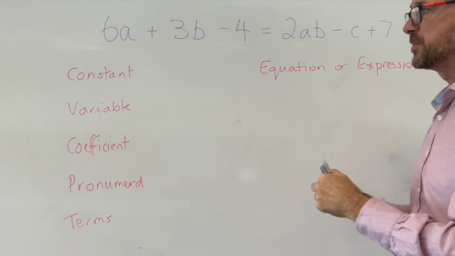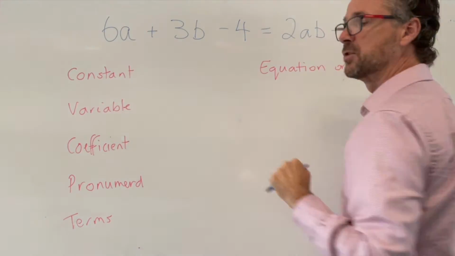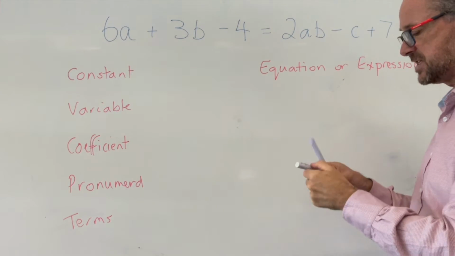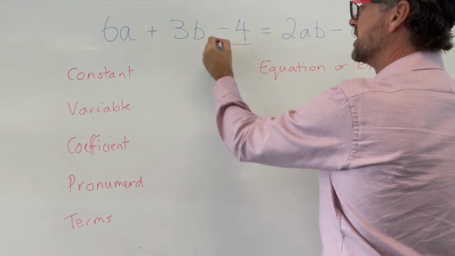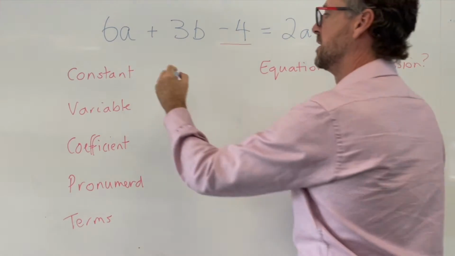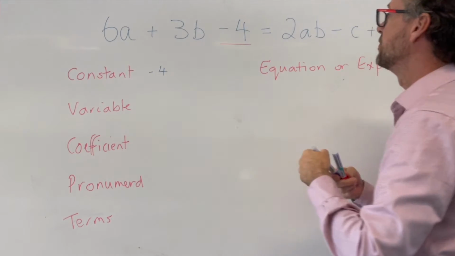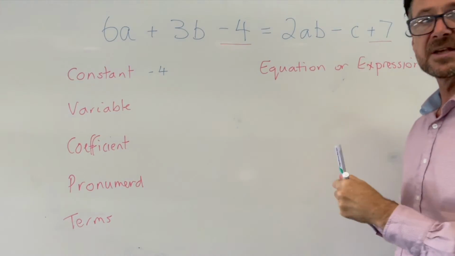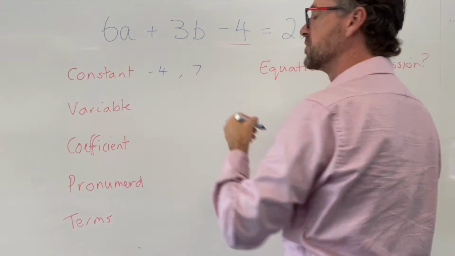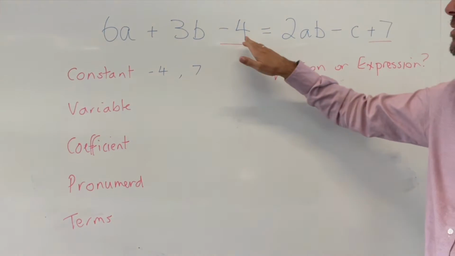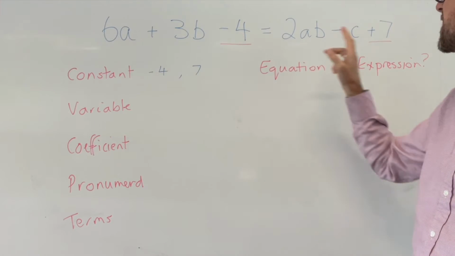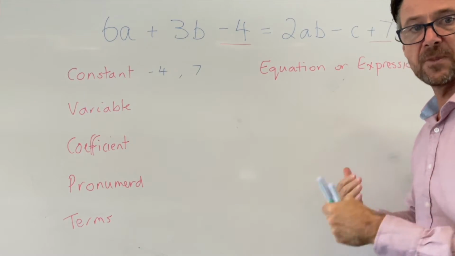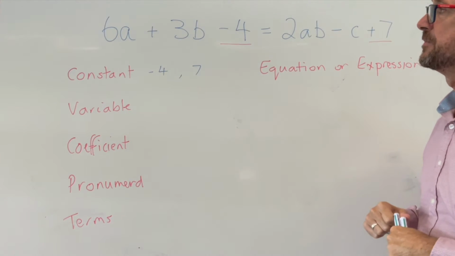So one of the terms here is the idea of a constant. A constant is something that doesn't change, okay? So the constants in this case will be the -4, and also on this side, the +7. They are both constants. There's no pronumeral attached to either of those, so there's nothing to multiply them by to make them change. They are just what they are. They are the value as it is, okay?